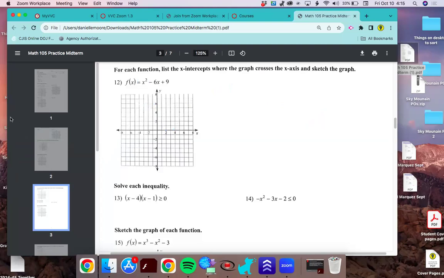On number 13, we have a quadratic inequality. Not real obvious that it's quadratic, but it is. And so let's see here. Okay. Quadratic inequality, we're saying I need to figure out what inputs I could shoot in for x so that I get an output that's greater than or equal to 0.